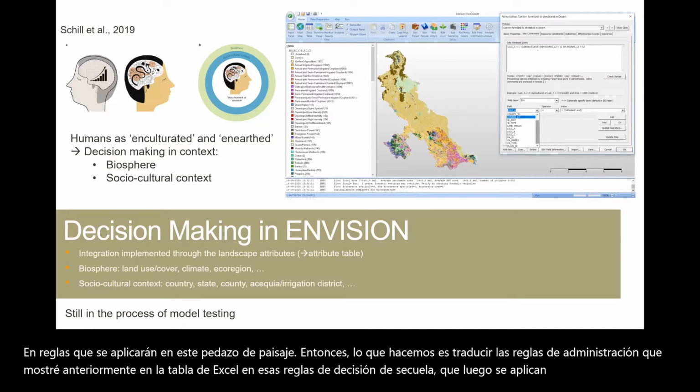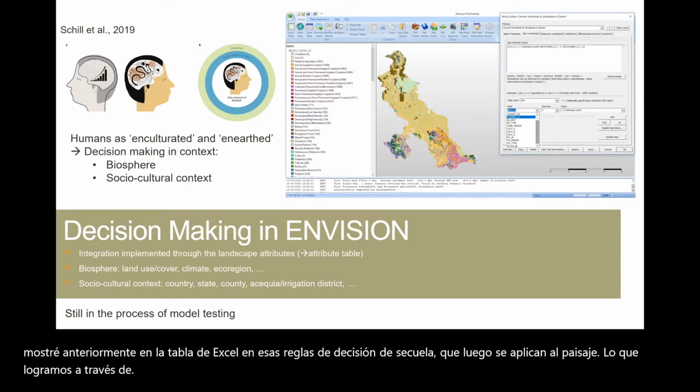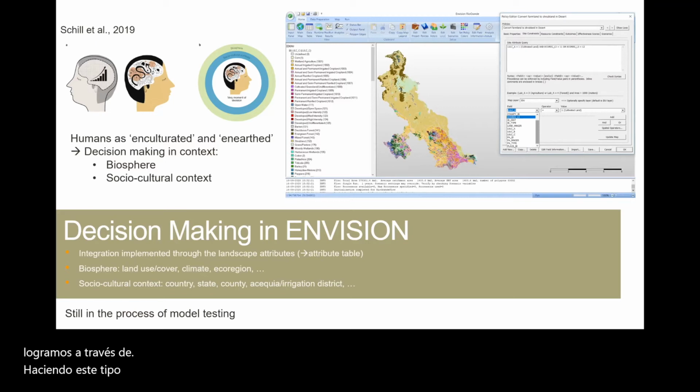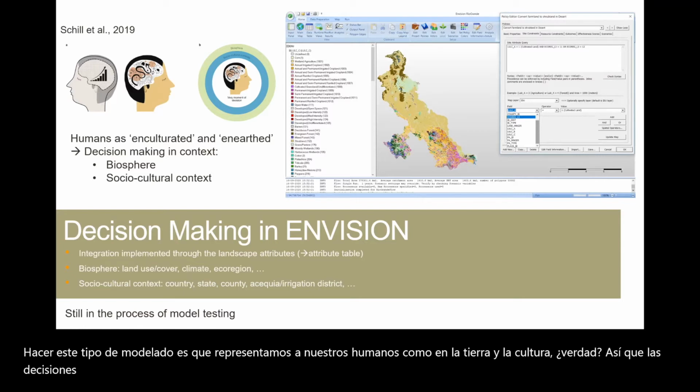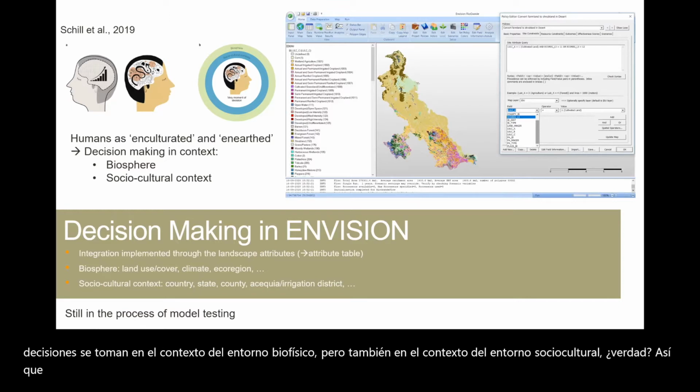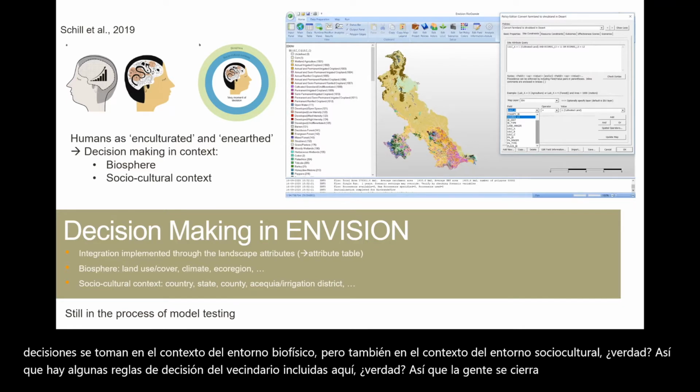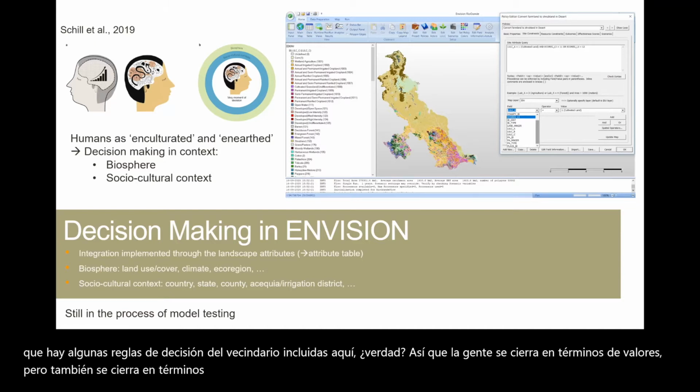What we achieve through doing this type of modeling is that we represent humans as encultured and on earth, right? So decisions are made in the context of the biophysical environment, but also in the context of the socio-cultural setting, right? So there's some neighborhood decision rules included here, right? So people close in terms of values, but also close in terms of space may influence decision making.